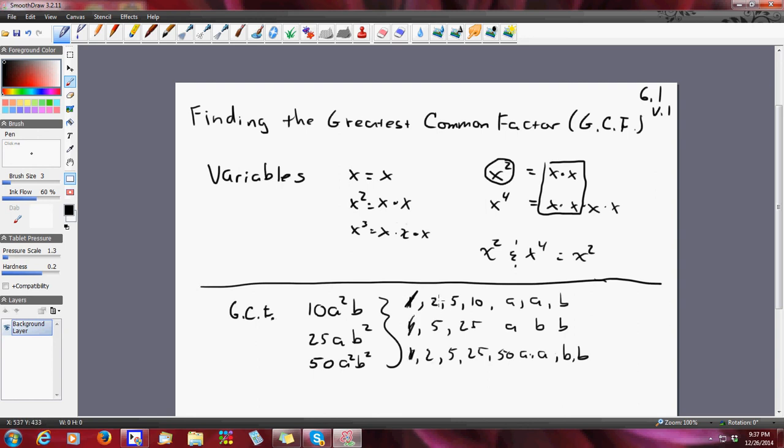This has a 2 and this has a 2, but this doesn't, so the 2's are no good. I have a 5 and a 5 and a 5, so this looks promising. Here I have 10, 25, and 25, but because these two have 25 and this one doesn't, these are no good, and none of them have 50 except that one. Here I have a and a, but here I don't have two a's, so one a will work. And here I have b, b, and here I have b, b, but only one b will work. So my common factor of those three is 5ab. Alright, hope that helped. Hope this records.